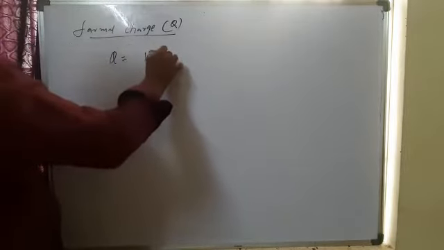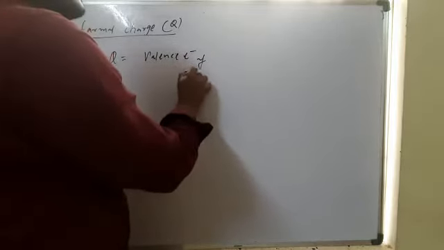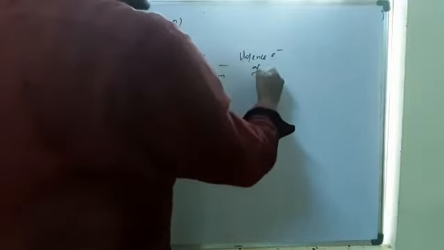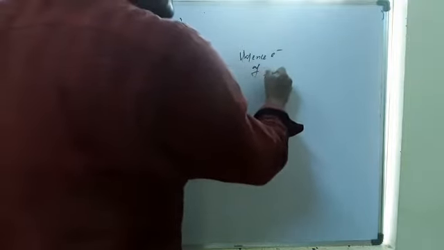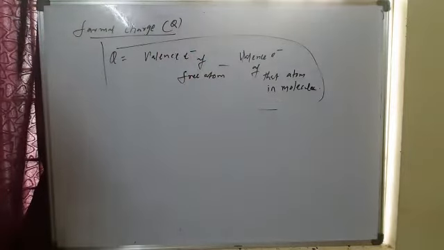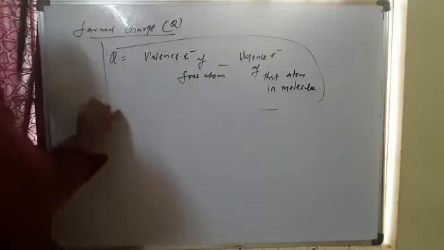So the Q is the difference between the valence electrons of a free atom and the valence electrons of that same atom in a molecule or Lewis dot structure. So the Q is the difference between the valence electrons of free atom and valence electrons of that atom in the molecule.